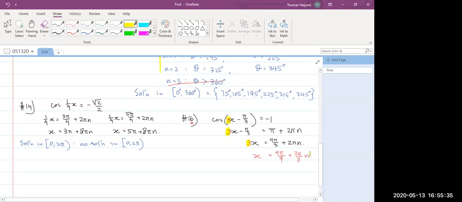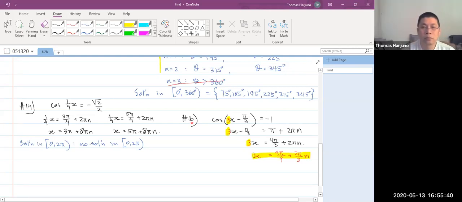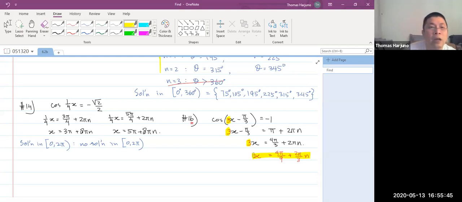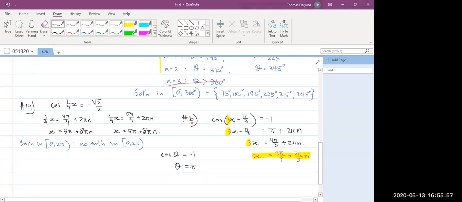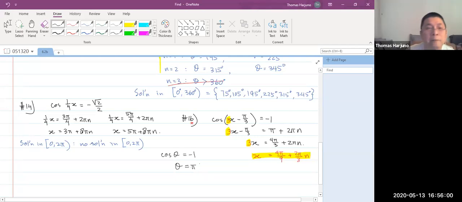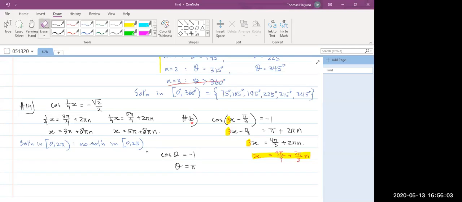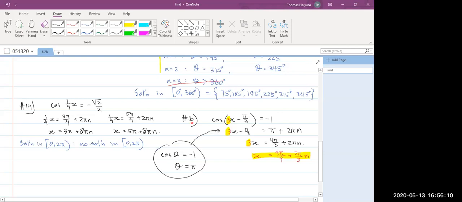I'm sorry, Thomas. Can you just go over how you got to the pi plus 2 pi n again? Oh, cosine theta is -1. Cosine theta is -1 when theta equals pi. Okay, perfect. I got it. Then I add the period, 2 pi n. That's right. Okay, thank you. Maybe I put a note here.